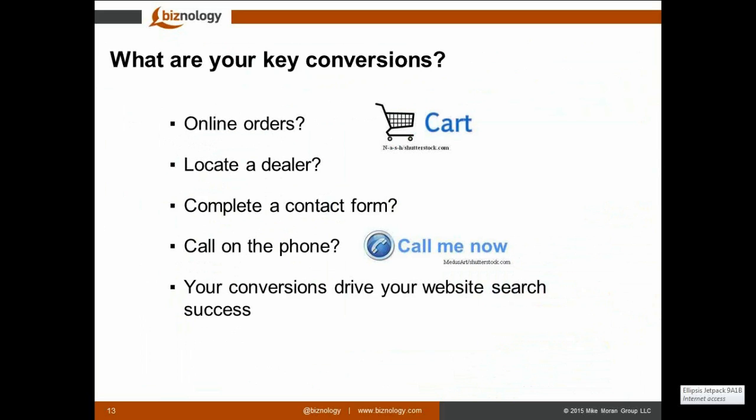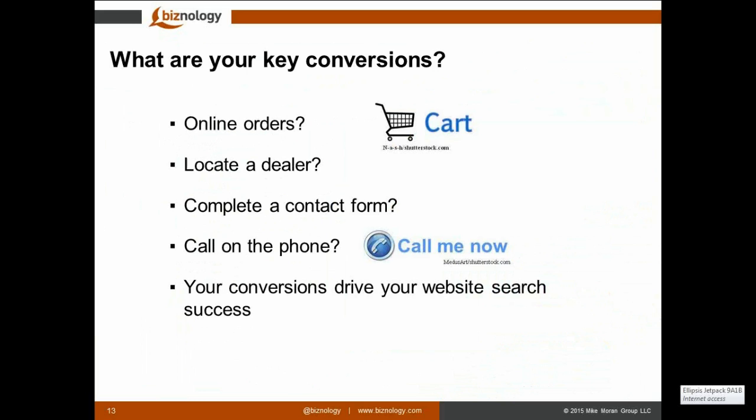So let's think about what those conversions are. What are the things you're trying to get them to do? Now, depending on what your site is, it could be any of these things, and there'd be plenty more that it could be. I mean, when I was at IBM, one of the big conversions was to download a white paper.